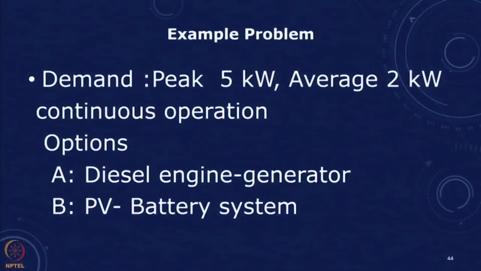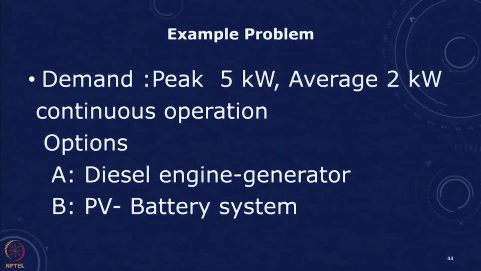So, we will take an example of a particular telecom tower with a peak requirement of 5 kilowatt and an average requirement of 2 kilowatt. Average requirement of 2 kilowatt means that throughout the day, if we look at the average, the power rating will be 2 kilowatts, and we are looking at continuous operation of the telecom tower.